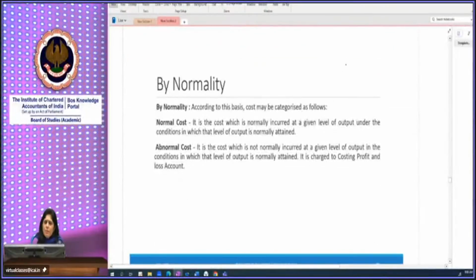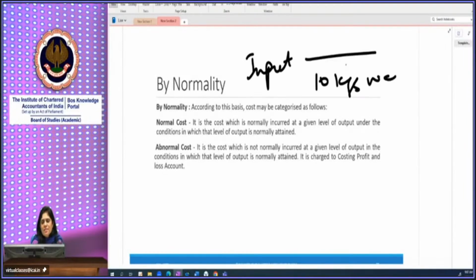Normal cost, abnormal cost. Normal cost is something which is inherent, which has to happen. Clear? So if the input is going into a manufacturer, and 10 kgs of wastage will happen, it has to happen. If, let us say, I'm into a refinery or oil business, oil always evaporates, petrol always evaporates. So in that process, evaporation has to happen, and it will happen every time. So something which will happen every time is a normal cost.